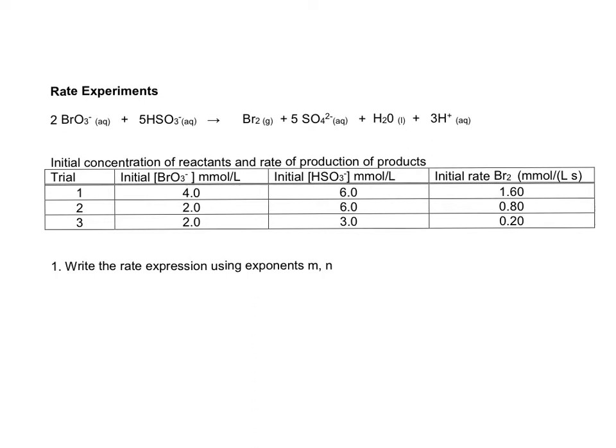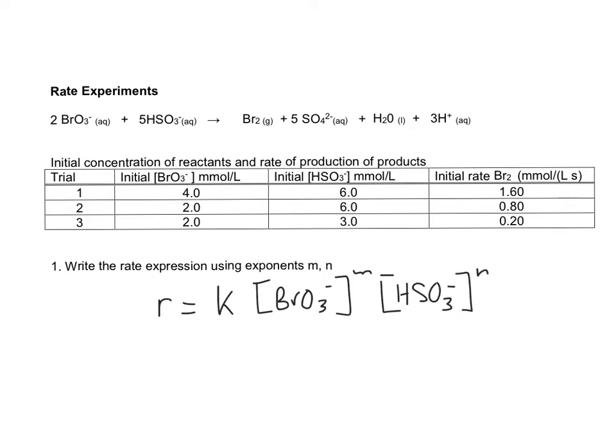So the first thing you do is you write the rate law expression using the exponents m and n and so on. So rate is equal to some constant k times the concentration of bromate to some exponent m times the concentration of hydrogen sulfite to some exponent n. So now all we have to do is figure out m, n, and k.